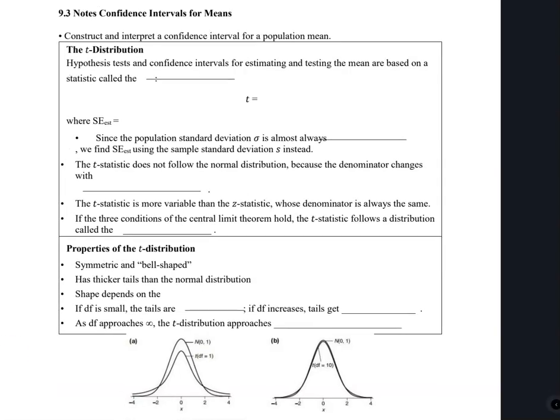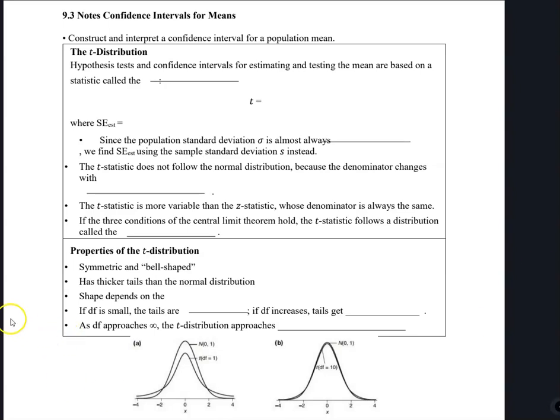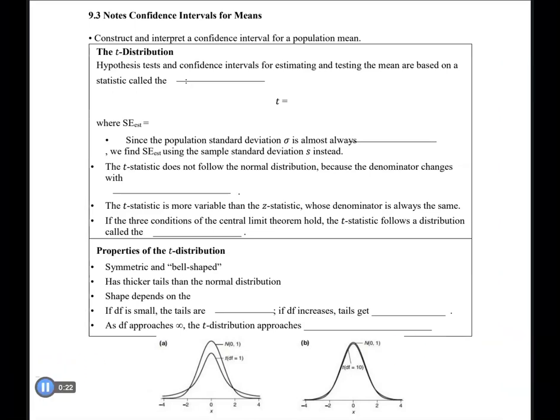Hey everybody, we're going to take a look at section 9.3. So we're almost at the end. We've got a couple more lessons to cover. And what I want to get into in this section is looking at confidence intervals and how we can estimate a population mean using a confidence interval. Remember, a confidence interval gives us a range of plausible values for a population parameter.